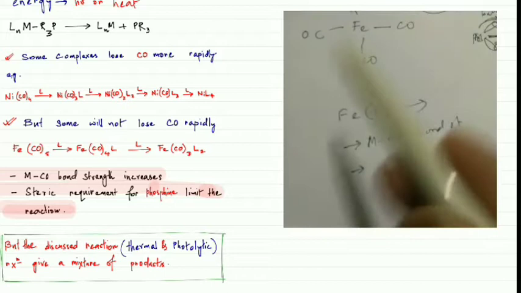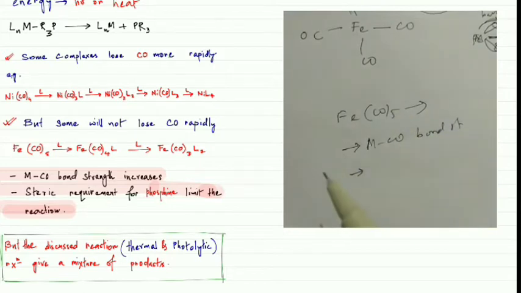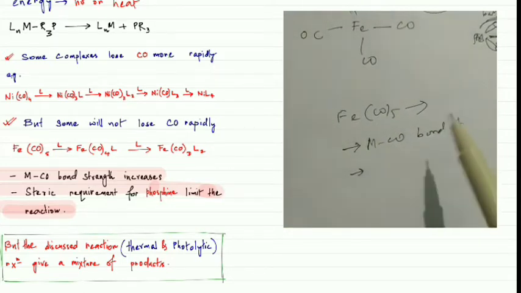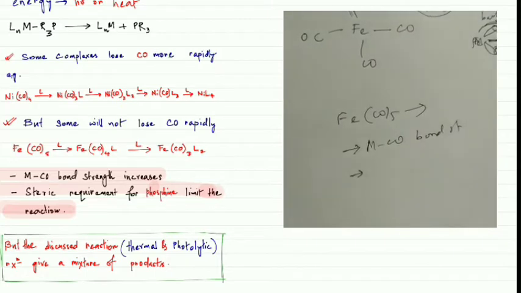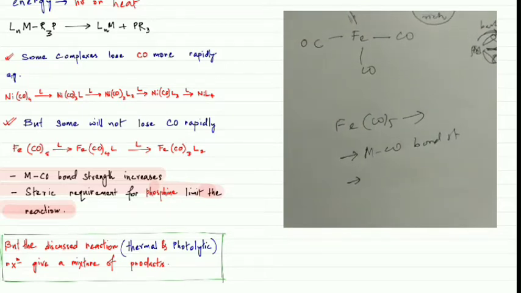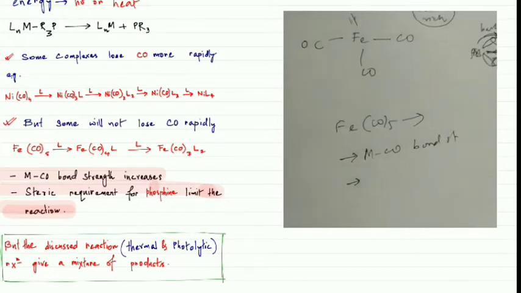So what is the drawback of these reactions? As written in the PDF, the discussed reactions, that means the thermal and photolytic reactions, give a mixture of products. That means they give you some side products. So it is not suitable for synthesis purposes. That's why we are going to replace this method by some new method.